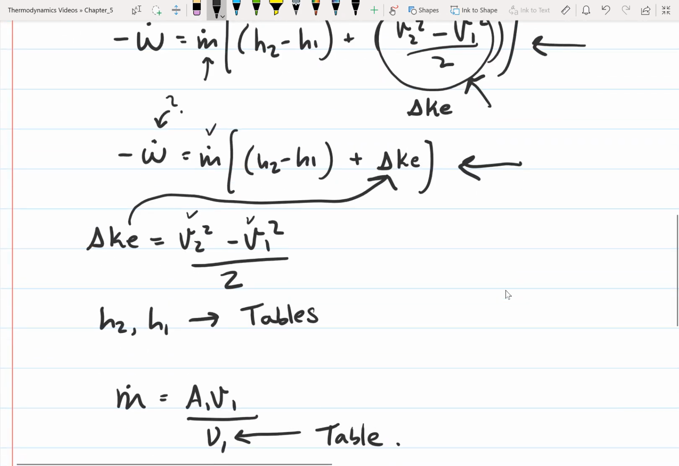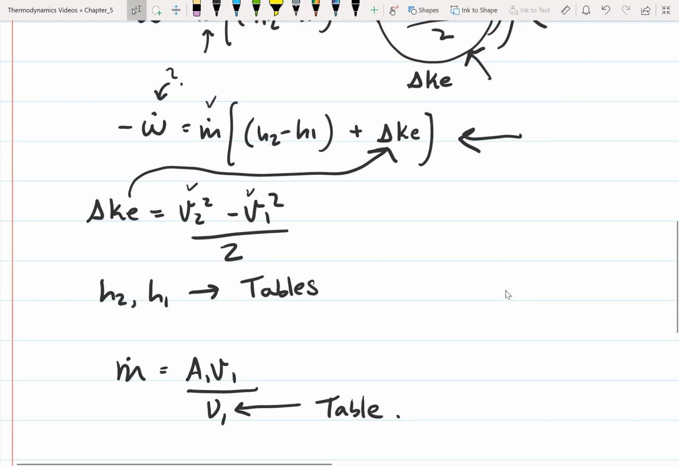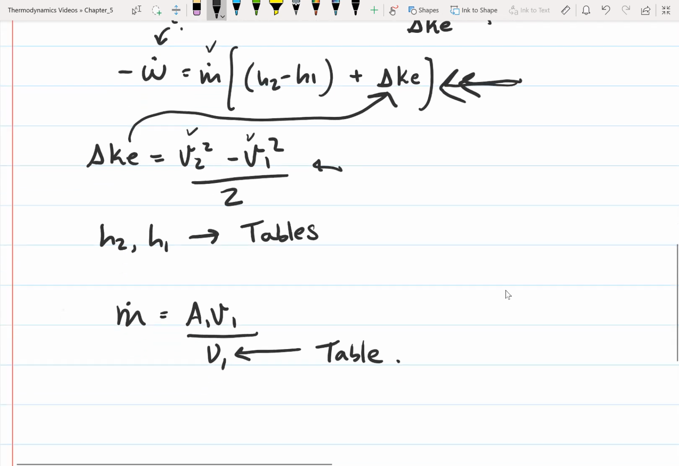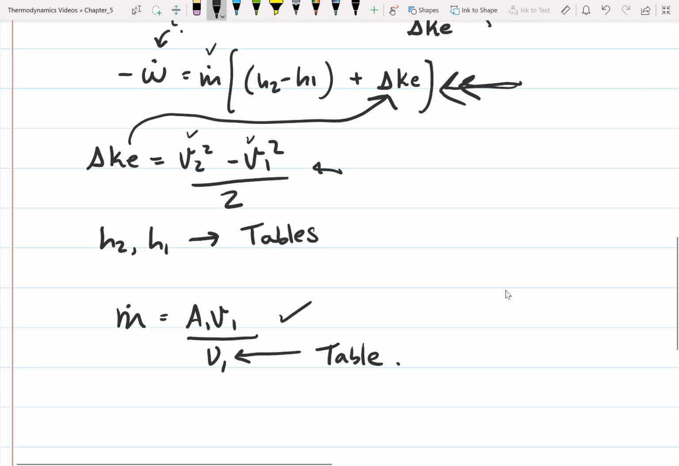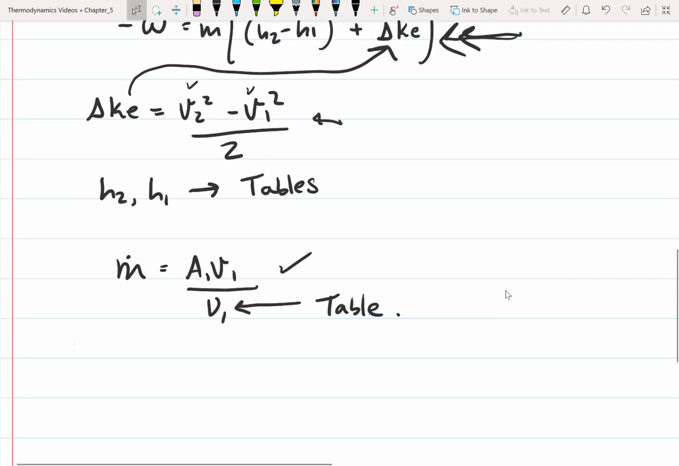I think these are all the equations we need. I'm going to solve for the kinetic energy first, and then I'm going to plug that into the energy balance and solve for the work, and then very last I'm going to solve for the area.